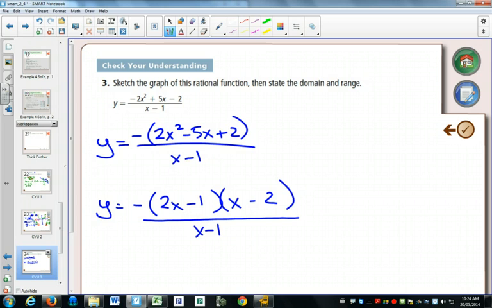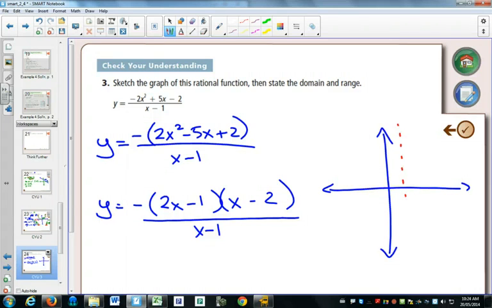So once again, nothing cancels out, so we're not going to have any holes. So the first thing we're going to do is draw our vertical asymptote at x equals 1.